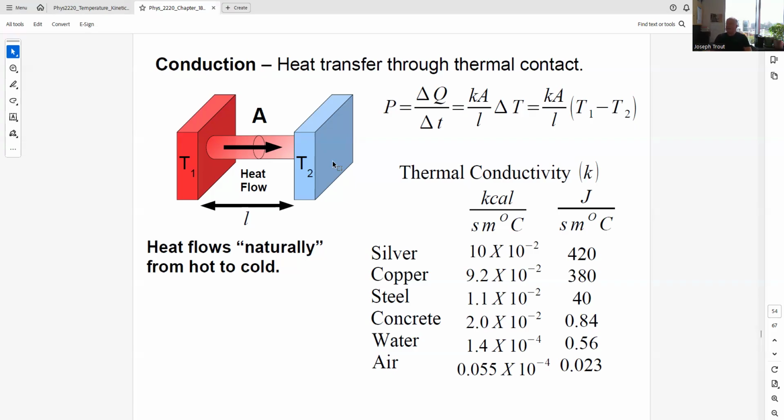And what we find is that it's equal to some constant, which depends on the material, times the cross-sectional area. So it's easier for heat to move with a larger area. The longer the material is, the more it slows the heat down. And then there's the change in temperature. If the difference between T1 and T2 is 0, they're the same temperature, no heat's going to flow, right? But the bigger the difference, the more heat's going to flow, and the faster it's going to flow. The thermal conductivity you can look up in a table, and it's listed right here.